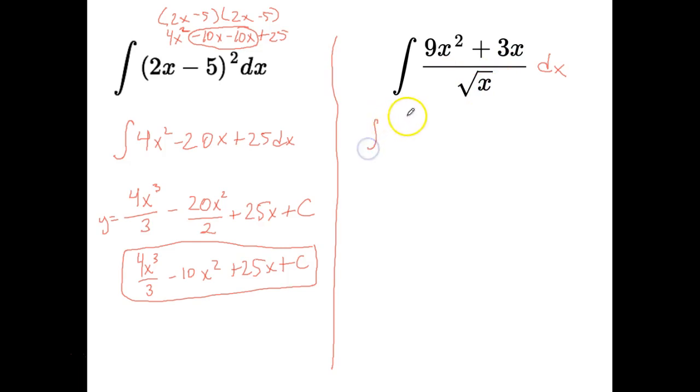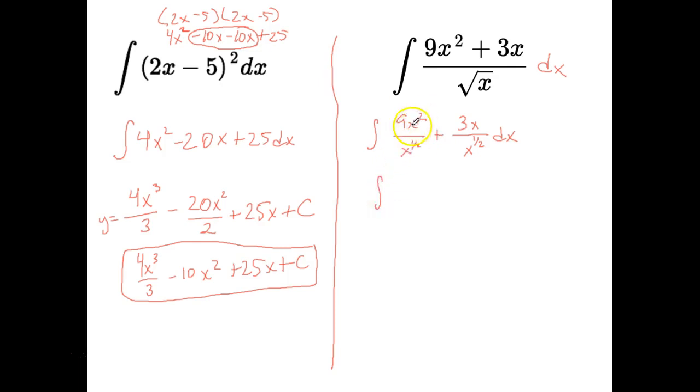So this can be the same as 9x squared over x to the half plus 3x over x to the half. Okay? I just separated this underneath both of them, and I wrote it so instead of having a square root, it's written to the half power. Okay, now I want it in terms of powers. This still looks like quotient rule. I want it to just have one variable.